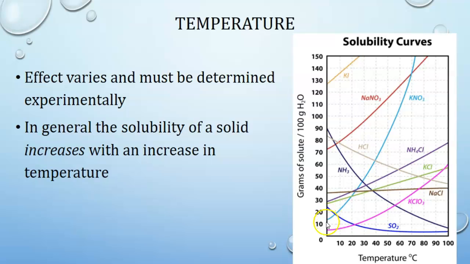If you look at something like this light blue line, which is potassium nitrate, it goes from 15 or so at 0 way up to 150 as soon as you get to about 70. So obviously that's a huge change, much larger than the change in sodium chloride. So the bottom line is you can't just make generalizations about amounts, but you can say that most solids will have an increase in solubility with an increase in temperature.